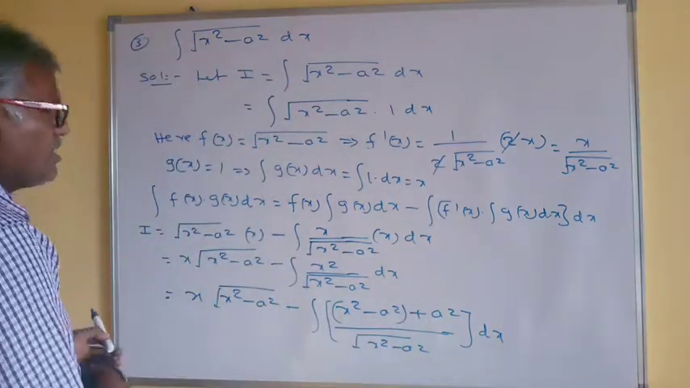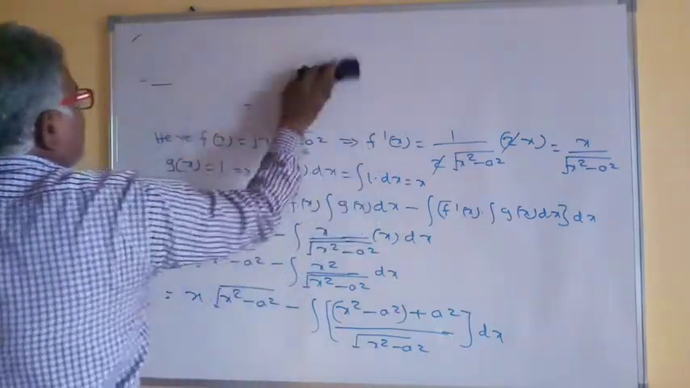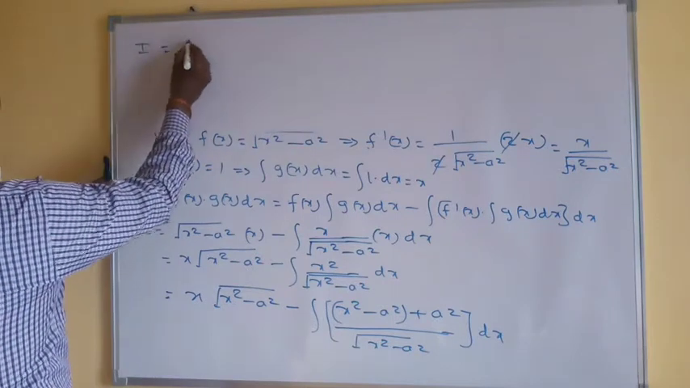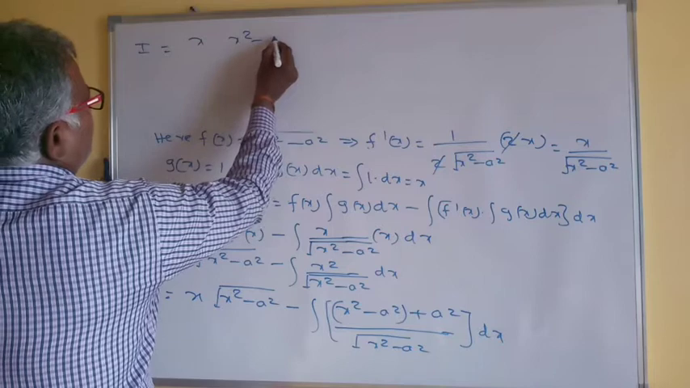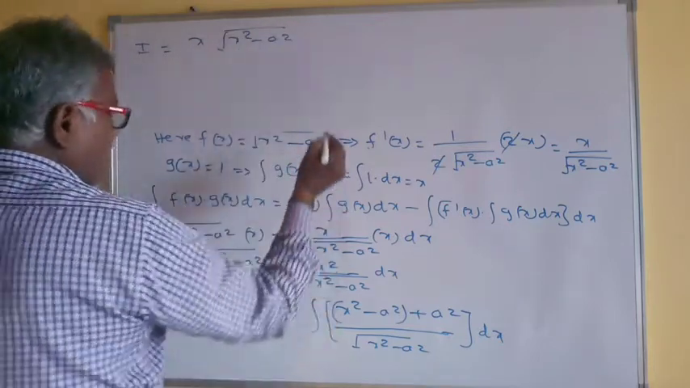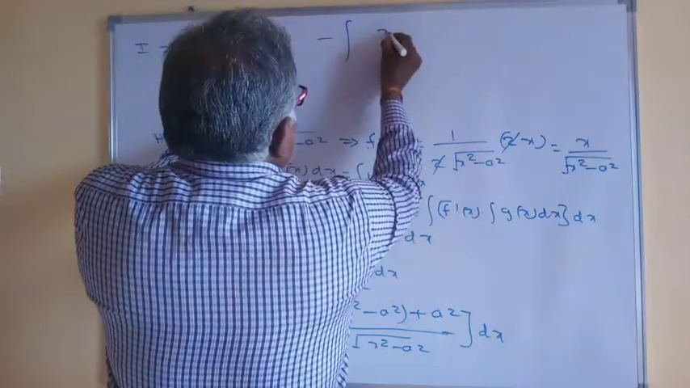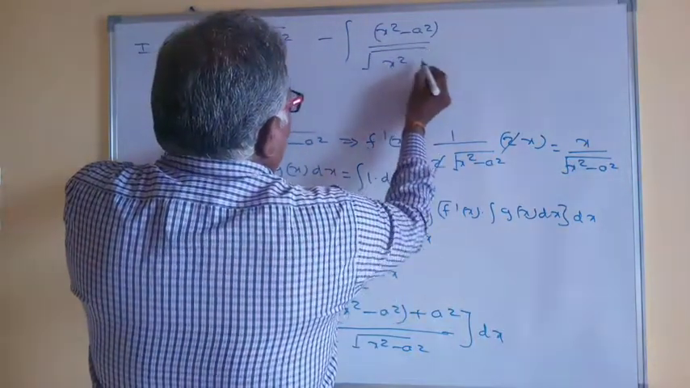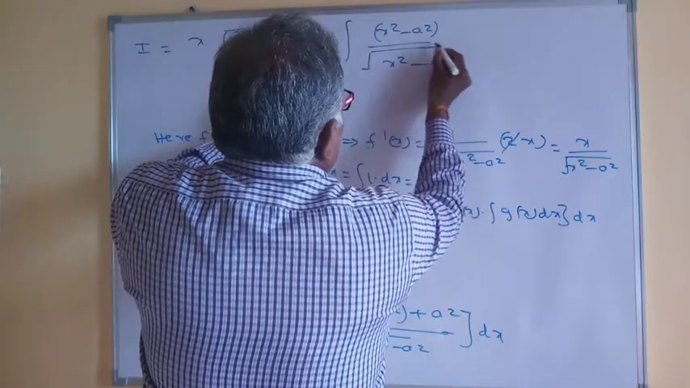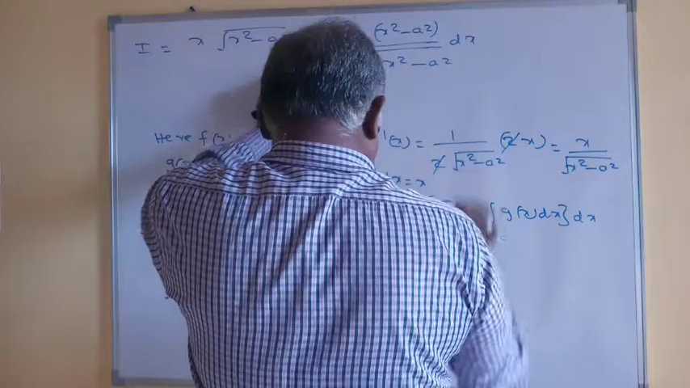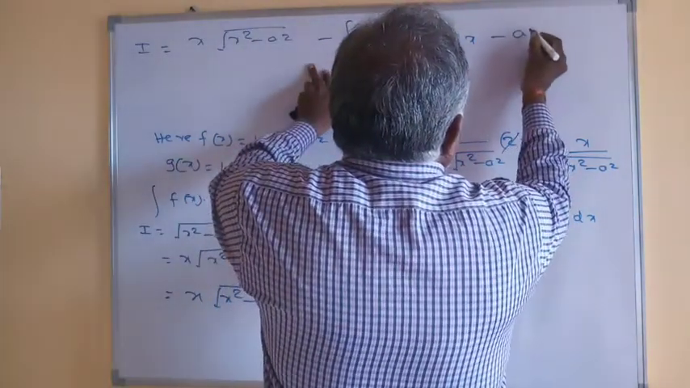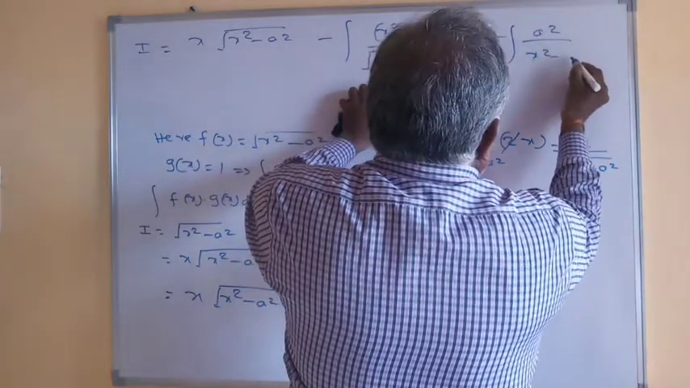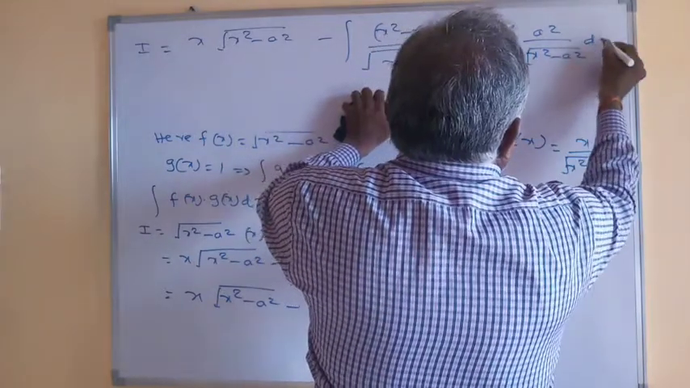Okay. Now I have to separate these two. I is equal to x into root of x square minus a square, minus integral of x square minus a square by root of x square minus a square dx, minus integral of a square by root of x square minus a square dx.